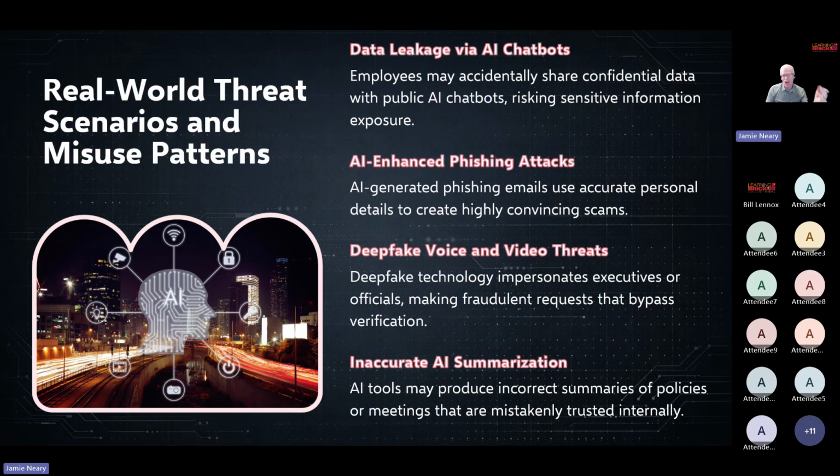But a more subtle scenario is going to be AI summarization tools giving inaccurate interpretations of things like company policies or meeting discussions or, God forbid, legal requirements, which we then go ahead and share internally and mark as being authoritative. So in each of these cases, AI is doing what it's supposed to. It's functioning exactly as it was designed. But the risk is arising from either misplaced trust, lack of verification, or lack of guidance.